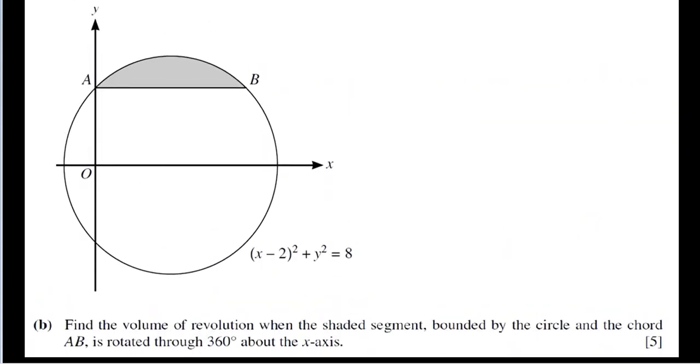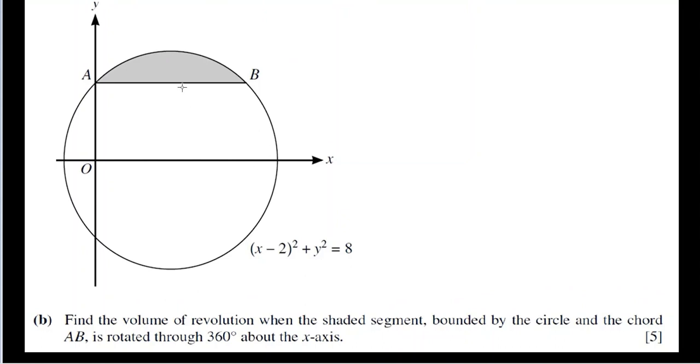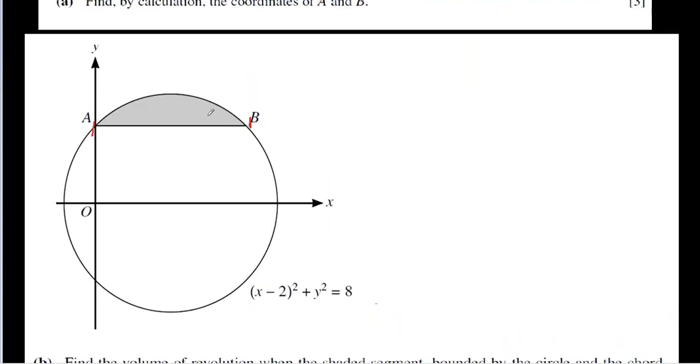Alright, there is a B part also. Find the volume of the revolution when the shaded segment, this one, bound by this circle and the chord, is rotated through 360 degrees about the x-axis. Whenever we want to find the volume, let's see how this volume will look. If we rotate this shaded part, it will become something like this. But because of this white part, it will be hollow. There will be nothing inside this volume.